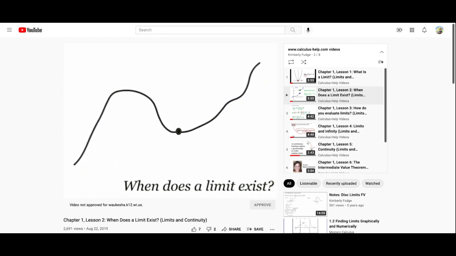A limit exists if you travel along a function from the left side and from the right side towards some specific value of x. As long as that function meets in the middle, as long as you arrive at the diner, as long as the heights from the right and the left are the same, then the limit exists.